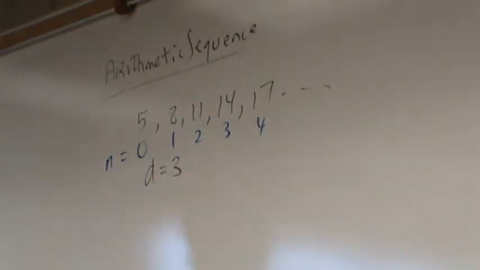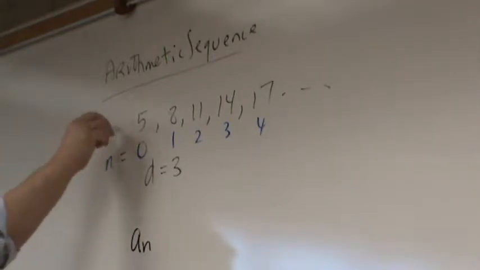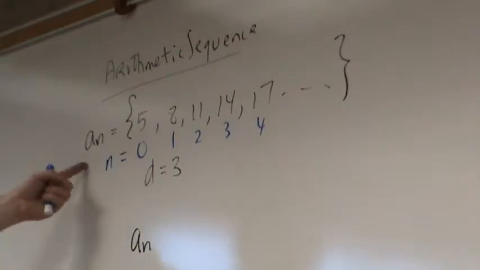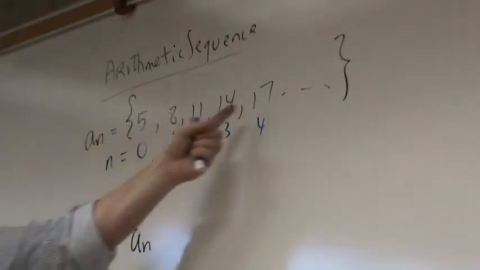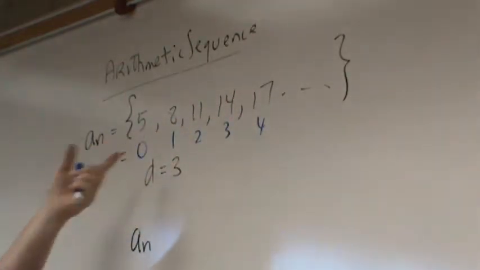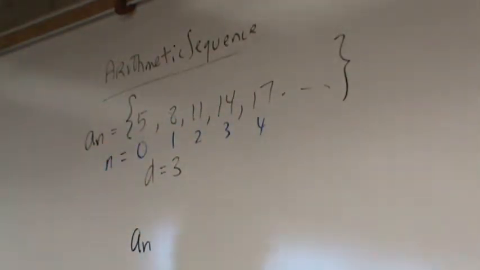Then I can get an expression for a sub n, which is the nth term. The real way to write this would be to say a sub n equals, and then curly brackets with a bunch of stuff inside. Curly brackets just mean it's a list. It's a list of terms.